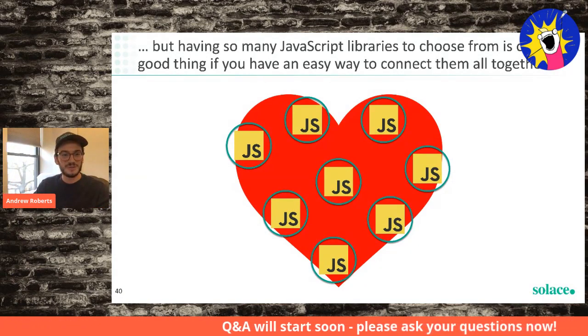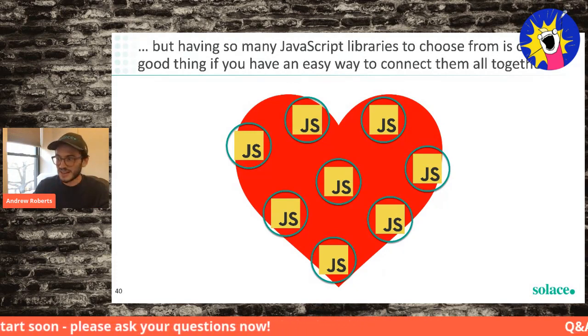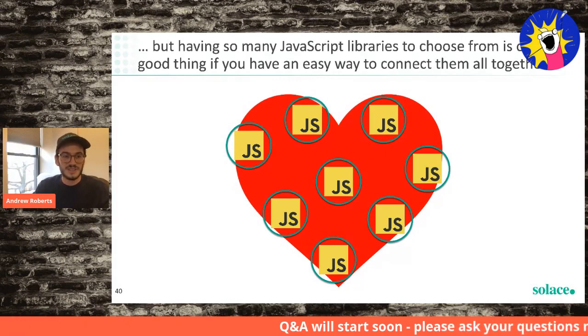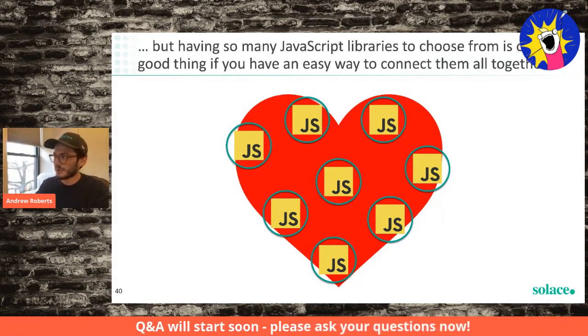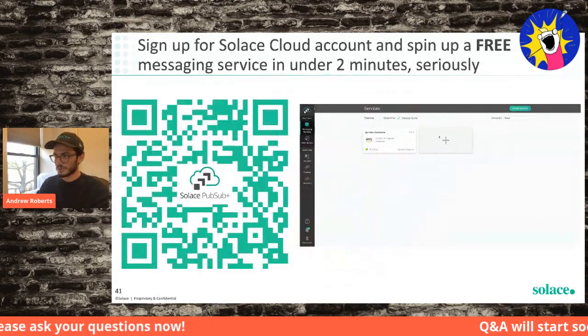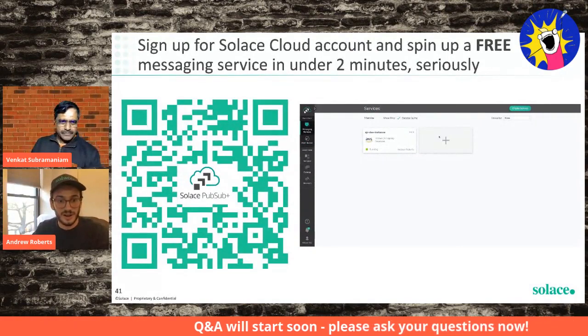But if you have an event broker with any-to-any protocol and API translation, all these different libraries connect with each other super easy, and then you can just keep building awesome things, which is really what you want to be doing as a developer, right? So with that, that's about the end of my talk.